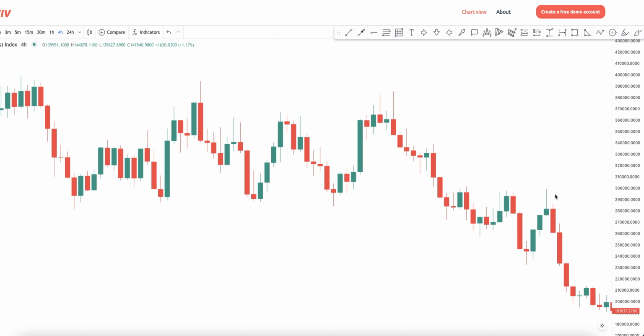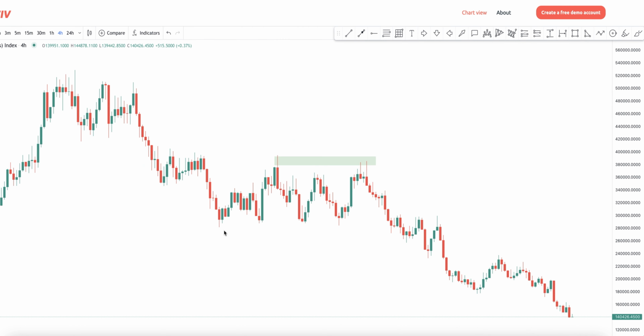Now, when you look at this asset, you can see the price is moving in a downtrend because we are having a series of lower lows and lower highs. In a downtrend, it is possible that we will see things like double tops, especially when price fails to break a previous high. All right, so from here, let's see how to trade the double top.